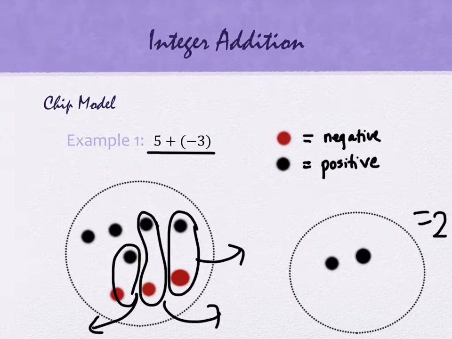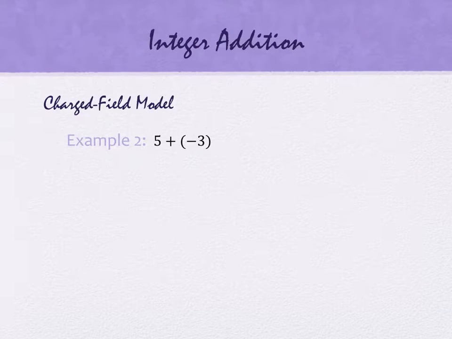Okay? The second picture that I'm going to show you is almost identical to this. You don't need colors for this one though. This is called a charged field model.